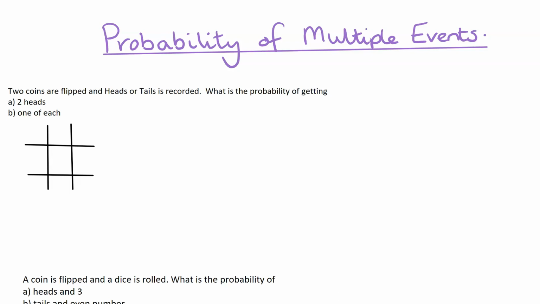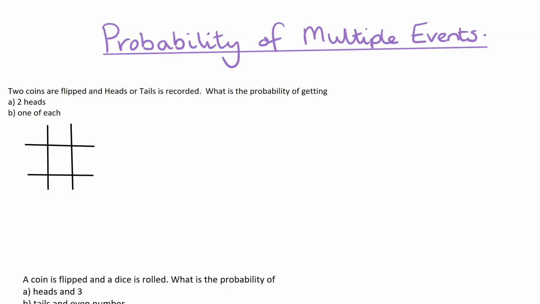Hi guys and girls, I've got a video here on the probability of multiple events, which just means that more than one thing is happening and you're instructed to do something with those results. I can only really give you examples of coins, dice, spinners. They're the kind of typical things that happen. I've got 4 here for you. I'm going to jump straight in.